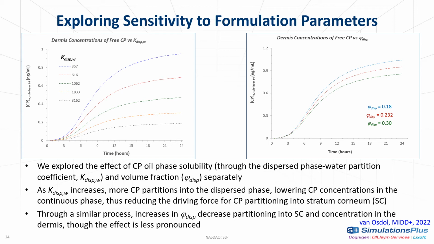In turn, this reduced the driving force for clobetasol to partition into the stratum corneum, which reduced concentrations locally in the dermis as well. We saw a similar process taking place with increases in the dispersed phase volume fraction, although as you can see, the effect was less pronounced.